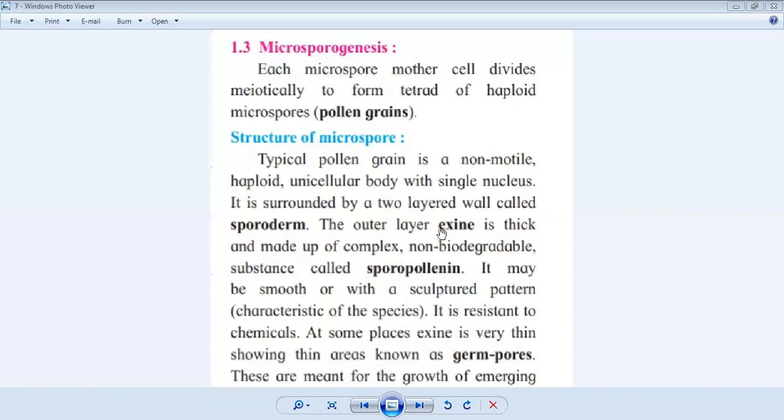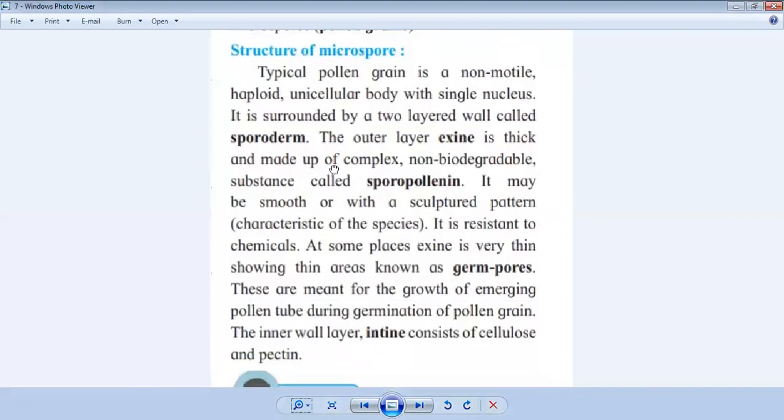It is surrounded by the two layered wall which is called as sporoderm. ठीक है, मतलब जो पोलन ग्रेन्स होते हैं उनमें दो लेयर्स होती है, आउटर लेयर एंड इनर लेयर. कंबाइनली इट इज कॉल्ड एज स्पोरोडर्म.